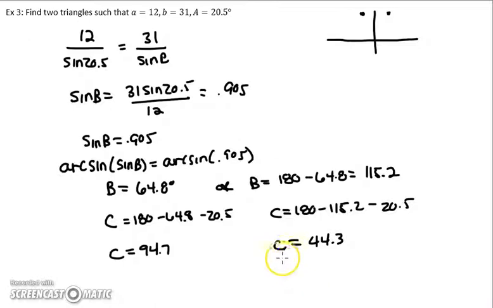So from here, what we would do is we would use the fact that we have A and B. Now we have all of our angles. We can use the law of sines to get side C. It's the only thing we have left over.